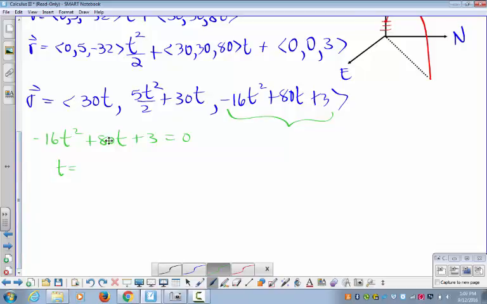5.04. Thank you. If you throw it into Desmos, you'll see your intercept very easily. So 5.04 seconds. That's obviously the flight time of the ball. That's how long it's in the air.